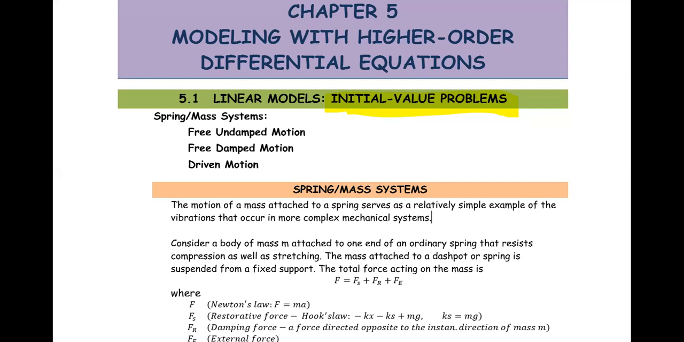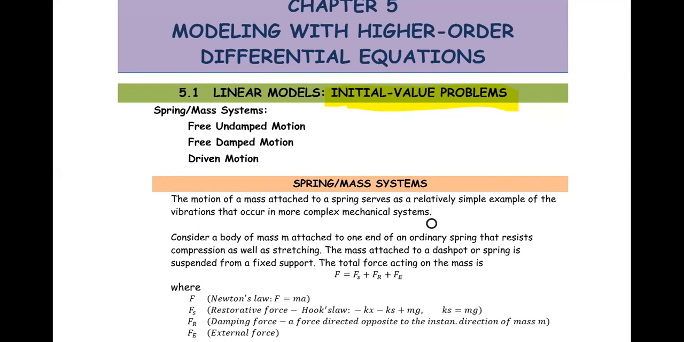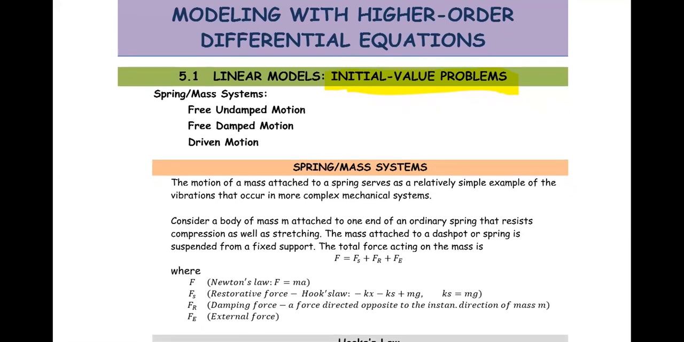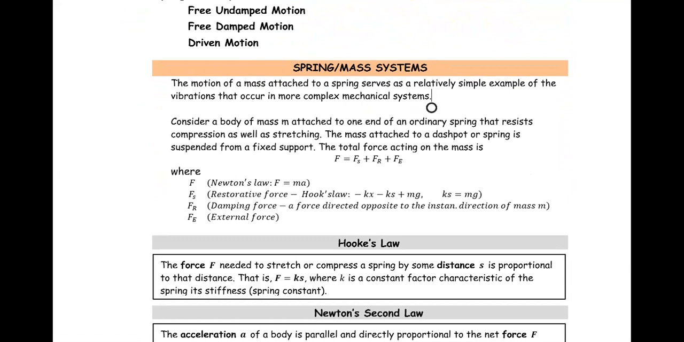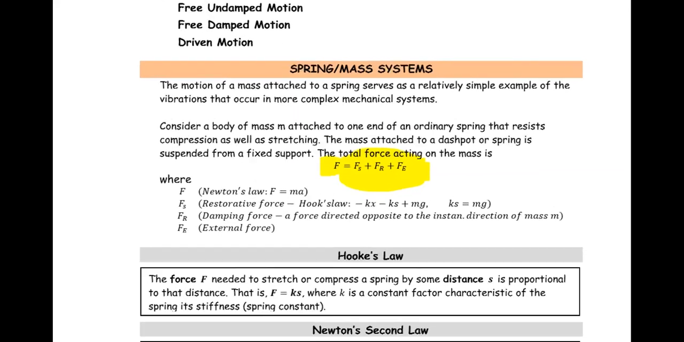Problem. So for 5.1, the target is the spring and mass system and the initial value problem. The force from the spring itself, from the fixed supporter that the spring is attached to, and also from the external force. So the sum of all forces here, based on Newton's law, F equals ma. You guys see the screen, okay? Let me expand it a little bit here.